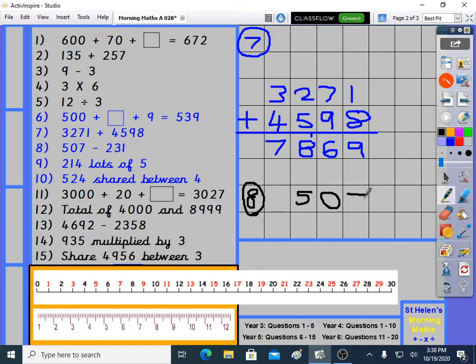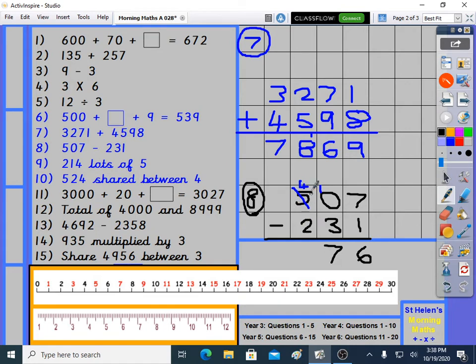I think question 8 will fit on here as well. 507. I always think the hardest takeaways have zeros on the top line. 7 take away 1 is 6, and then we get stuck because 0 take away 3 we can't do. 5 goes down to 4. We can borrow 1. So 10 take away 3, 10 tens take away 3 tens is 7 tens.